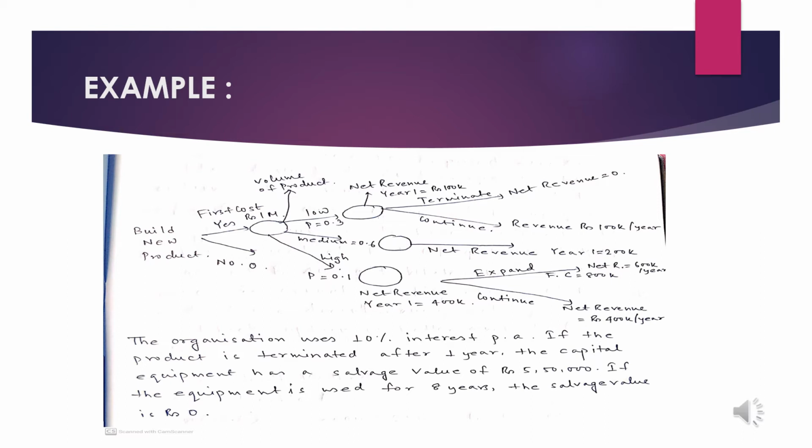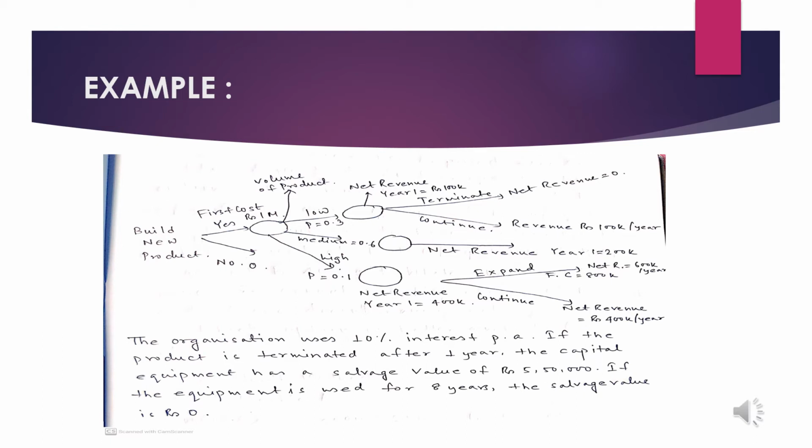Now, the decision which the organization needs to take is whether the new product should be built or not. And most importantly, it needs to find out the product's expected present worth value. These are the things that we need to calculate. Now, when we calculate the product's expected present worth, the other criteria given to us is that the organization uses a 10% interest rate per annum.